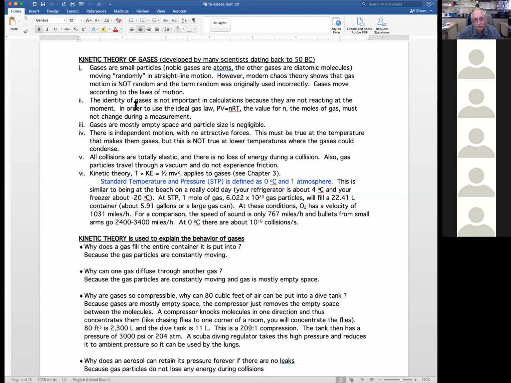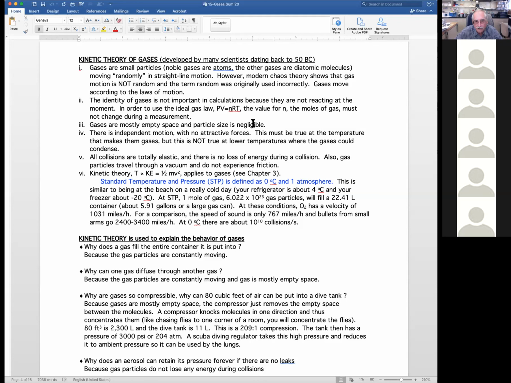And the identity of gases is not important in calculations because they're not reacting at the moment. So what they're really referring to is the ideal gas law, PV equals nRT, where n is the number of moles. So if I'm trying to calculate, say, the pressure, I can't do it if the number of moles is changing. I mean, theoretically, you could with calculus, right? But anyway.